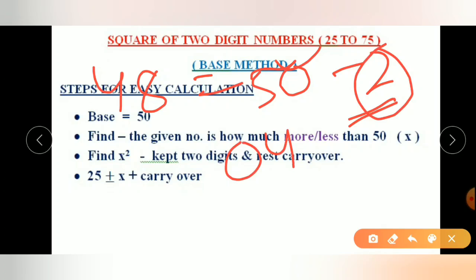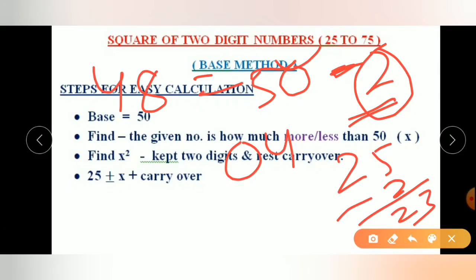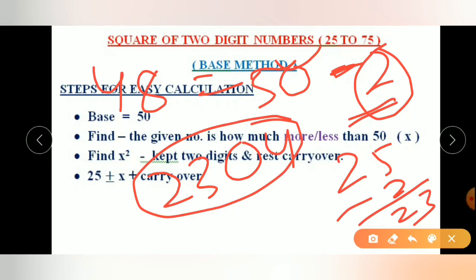Then we have to add or subtract. Here it is minus 2, so we are going to subtract 2 from 25. What is that value? 23. Our answer is 2304. It is very easy. We have to remember these two steps very carefully: the square of the lesser value or more value, and second, 25 plus or minus the less value or more value.